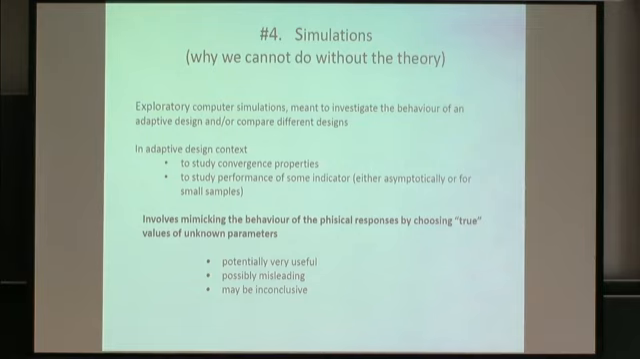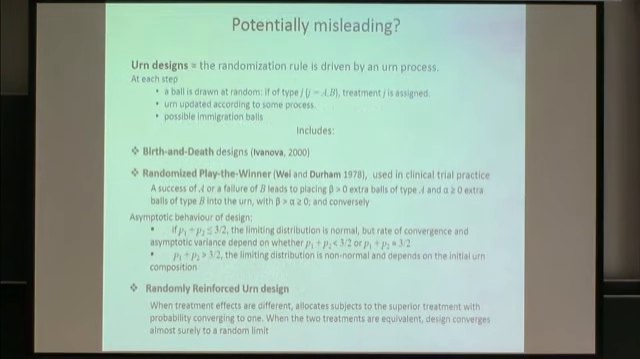Why possibly misleading? I'm talking about something that I'm sure is very well known, but I want to remind ourselves that it's very dangerous to simulate unless you know the theory already. If you know the theory, you don't need to simulate. But anyway, let's take the birth and death designs. Let's take some urn designs. Urn designs are when the allocation rule is ruled by an urn process. So we put the balls in, pull the balls out. That's the process that updates the next probability of allocation. Take randomized play the winner. Why do I take randomized play the winner? Because it's the most popular one.